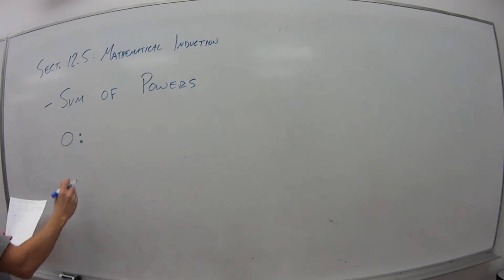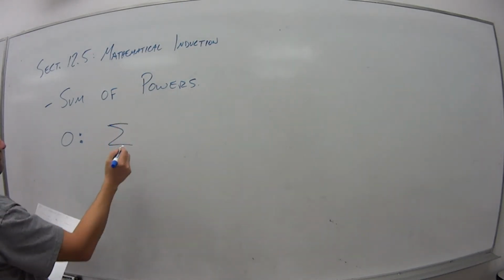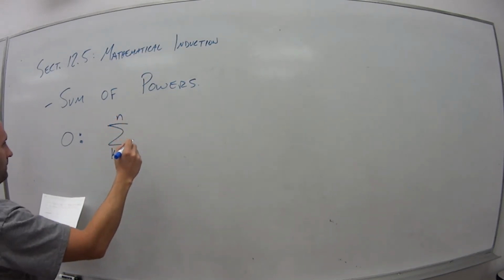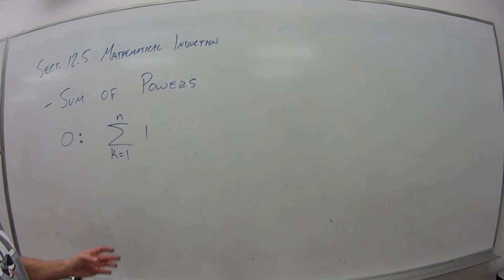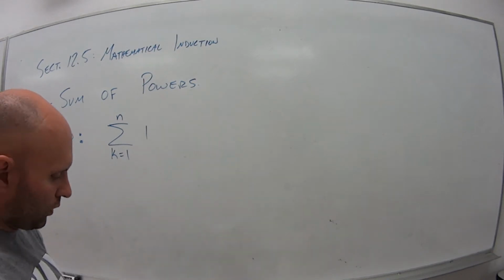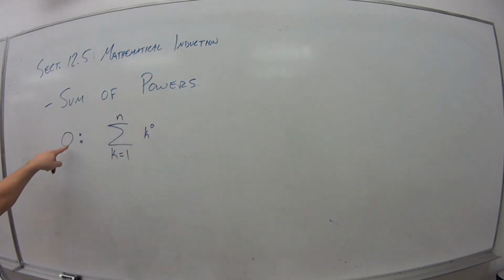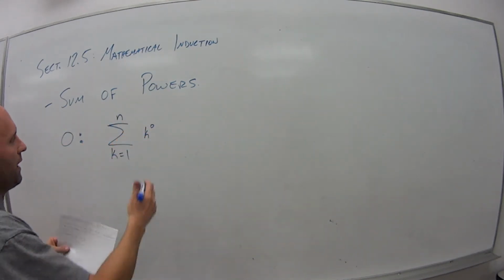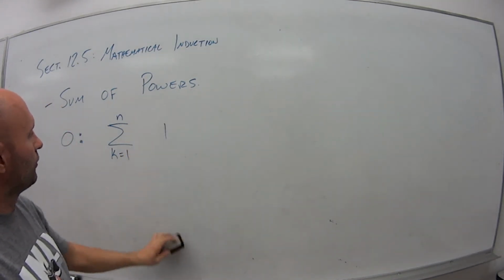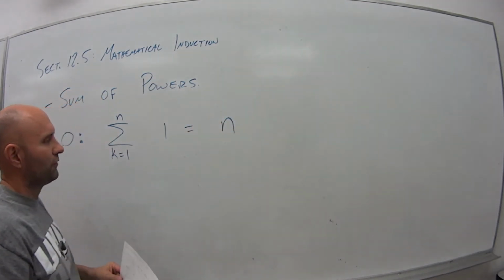We have the following. When we're talking about something to the 0 power, we have the summation of k equals 1 to n of 1. So what does this mean? This means 1 plus 1 plus 1 plus 1 plus 1. This is like k to the 0 power. Anything to the 0 power is just 1, so that's why I just put a 1 in there. How many of these do I have? I have n of them. So this is just equal to n.